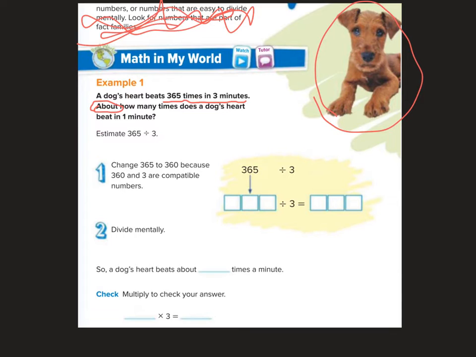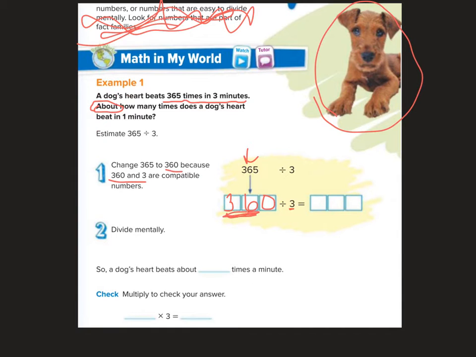Okay, so we're going to change 365 to 360 because 360 and 3 are compatible numbers. I did not round, okay? It feels like maybe I rounded, although I didn't, because I would round it up to 370. So we're looking for a number that is divisible by 3. So if I count by threes, if I think of my multiples of 3, I land on 36. And 36 is close to 365, so that's the number we're going to choose.